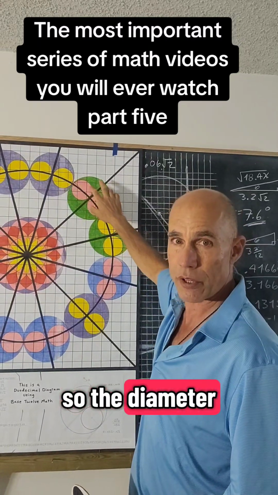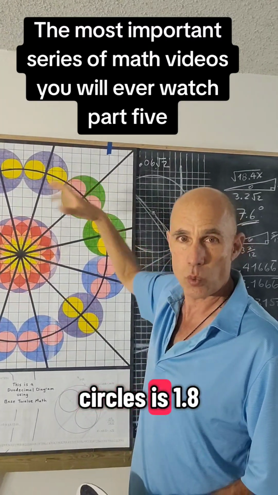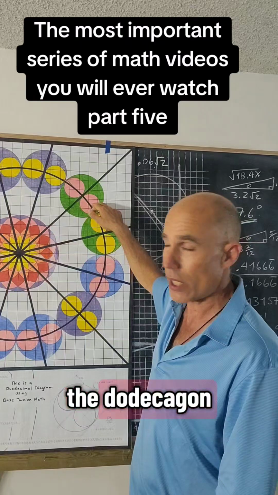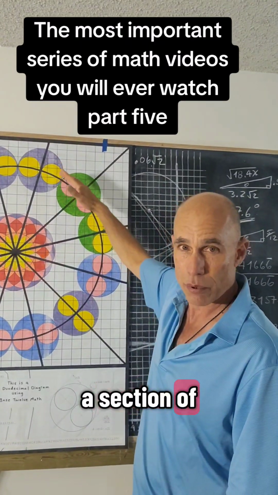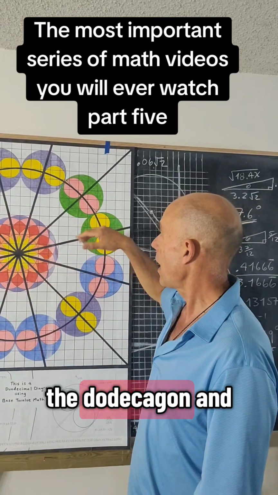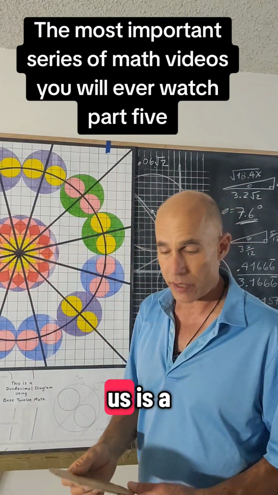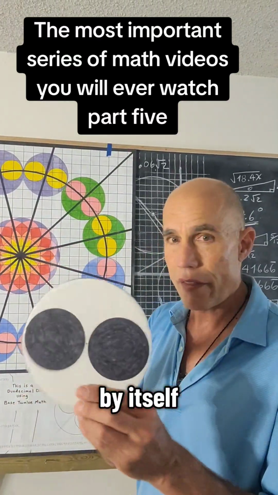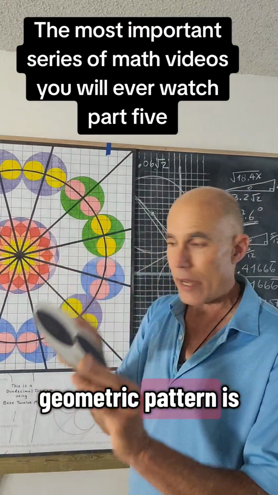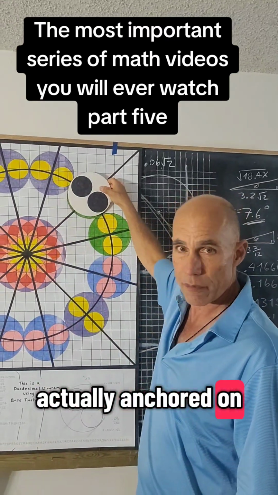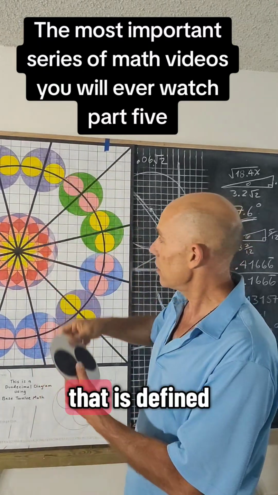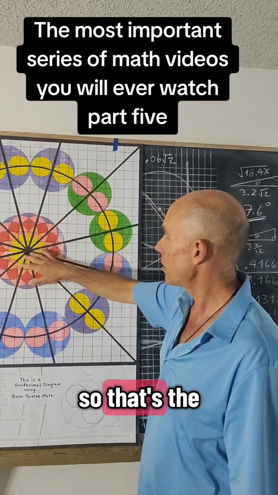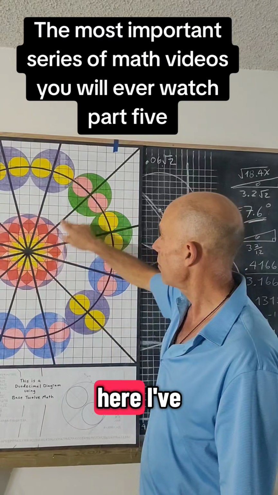So the diameter of these larger circles is 1.8 root 2, again, defined by the length of a section of the perimeter of the dodecagon. And what that gives us is an actual unit. This is what it looks like here just by itself. And this particular geometric pattern is actually anchored on the circle that is defined by this 3.2 radius length. So that's the main length. And you can see here I've colored it in.